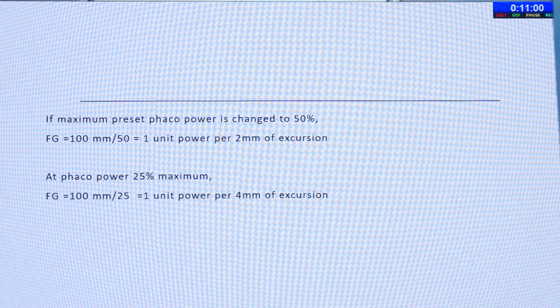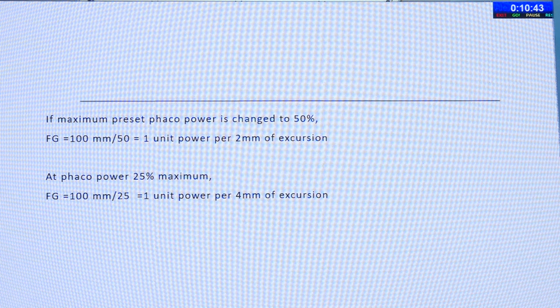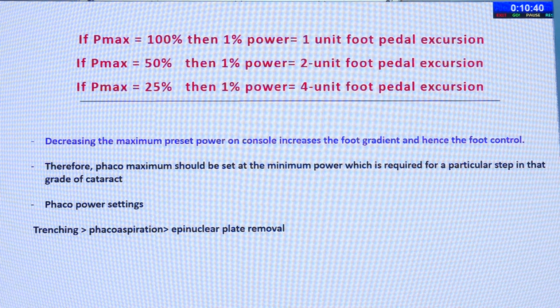Now suppose you reduce this phaco power on the console to 50%. That will mean that 2 millimeter of the excursion of the foot pedal will give you 1 unit of power. And similarly, if you reduce the phaco power further to 25%, it will mean that 1 unit of the power will be generated when 4 millimeter of the foot pedal excursion has been done. So when you decrease the preset value of the power on the console, it increases the foot gradient. That means more of the foot pedal has to be pressed to generate an equal amount of power. Therefore, the foot control becomes better.